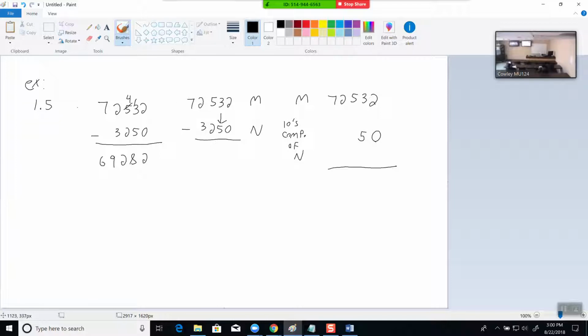And then we're going to subtract the rest of the digits from 9. How many digits do we have in our first number, M? We got 5 digits. How many digits do we have down here? 4. We're missing one, so what should go here? 0. Okay, so now we subtract these from 9. 9 minus 2 is 7. 9 minus 3 is 6. 9 minus 0 is 9.